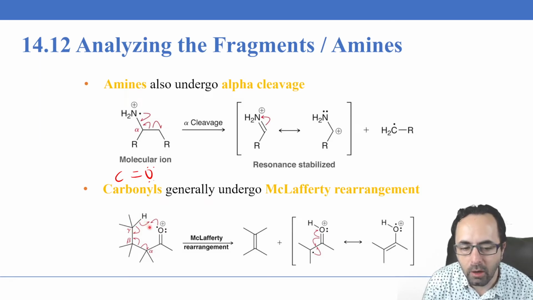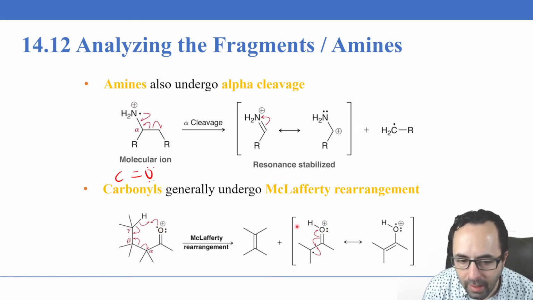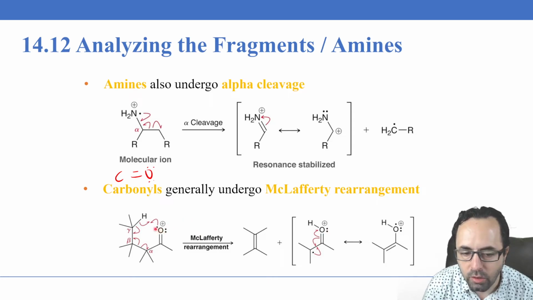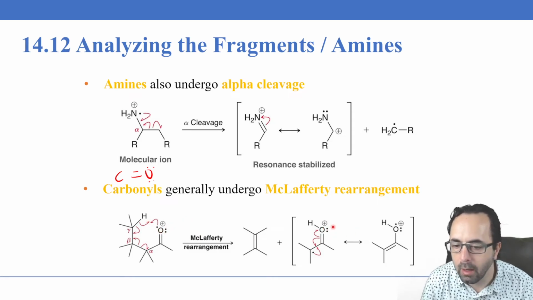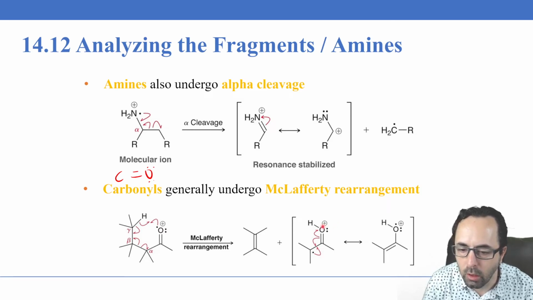A hydrogen on the gamma carbon can actually pop on over and go on to the carbonyl carbon. And this is favorable because this gives you an oxygen here that has 3 bonds and 1 lone pair, so it's positively formal charged.